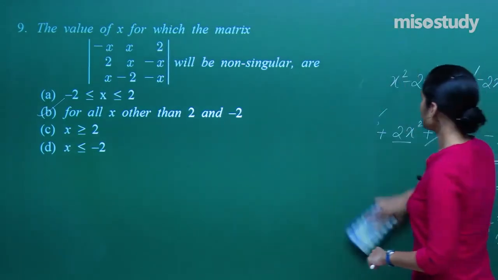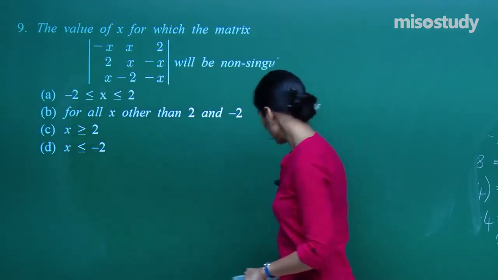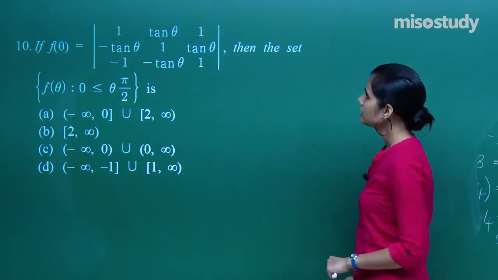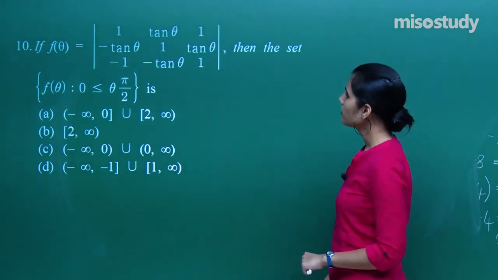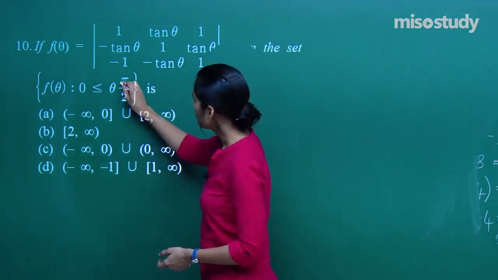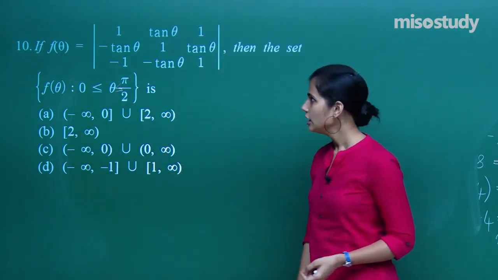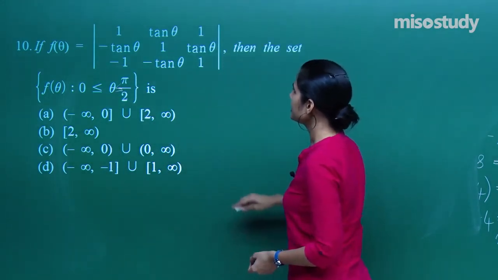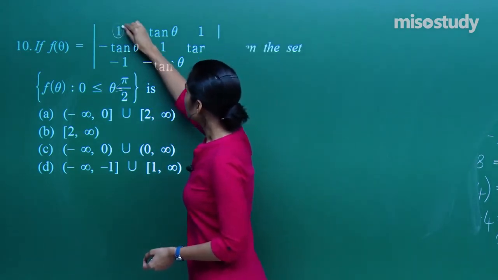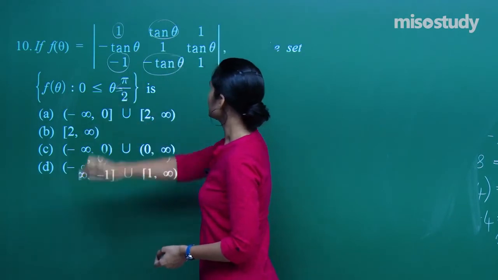Okay, so let us now tackle the next question. The next question says, if f of theta is this in the form of determinant, then the set f of theta where theta is greater than equal to 0 and less than equal to pi by 2 is which set? Okay, so over here if you can see, very easily we can identify, here is 1, here is minus 1, here is tan theta, here is minus tan theta.